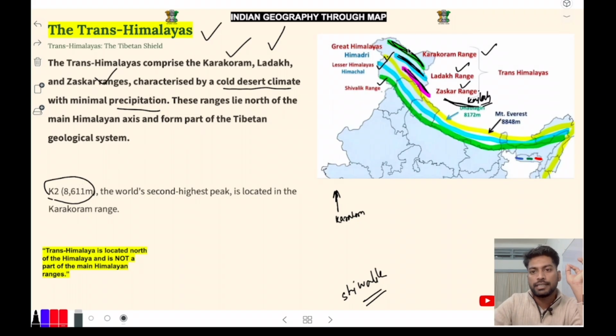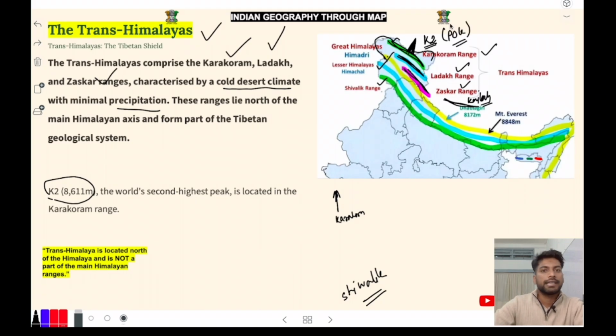In the Karakoram range, here you can see a mountain peak, the second highest mountain peak of the world, that is K2. The first highest mountain peak is your Mount Everest. The second highest mountain peak is your K2. Now my question is, India's highest mountain peak. We used to study that this one is K2, but K2 is not in India. It's in POK, as we discussed in border dispute, Pakistan occupied Kashmir.